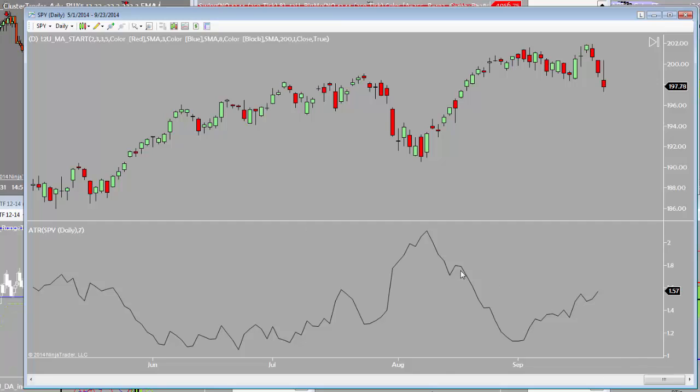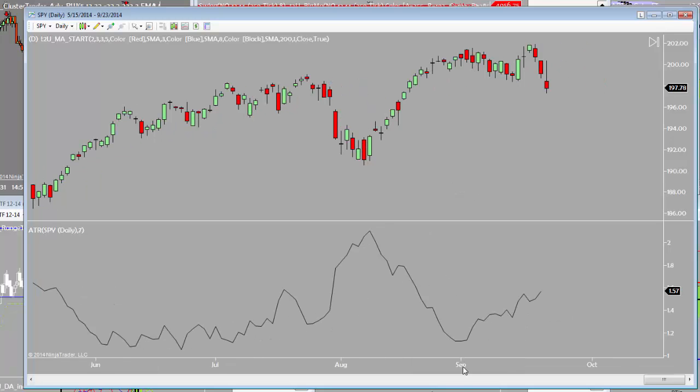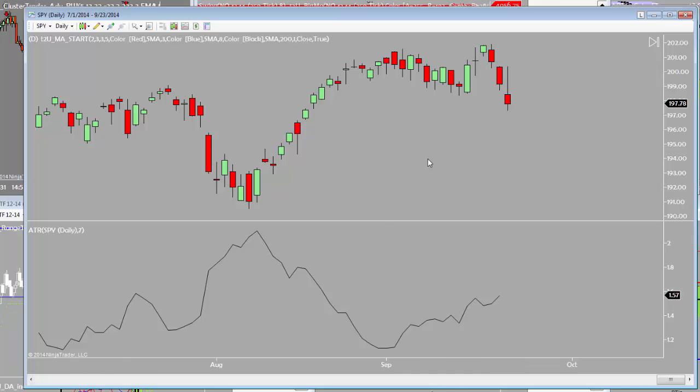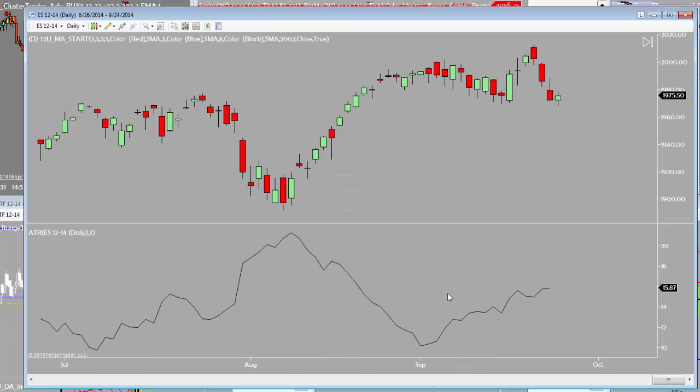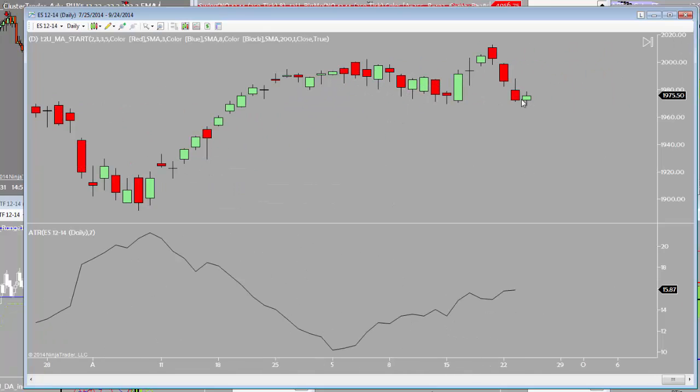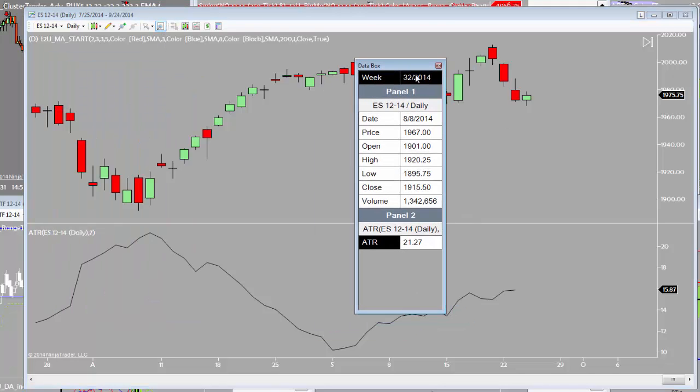So average true range at the bottom, I always use a 7-day ATR. We're going to look at the S&P 500. I want to look at the 7-day ATR on the day prior to the current session. So the current day is trading right now. The close as of yesterday is right there. I pull in my data box right here. I take the value of the 7-day ATR, which at this point I round up was 16 points.